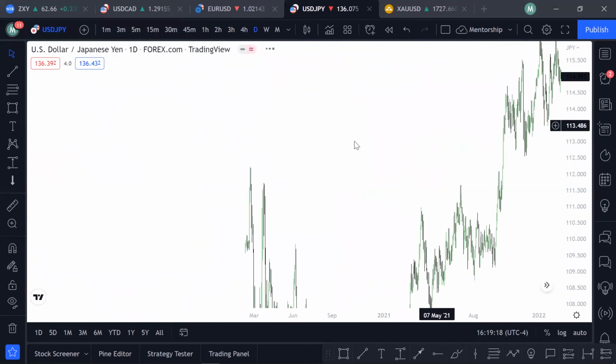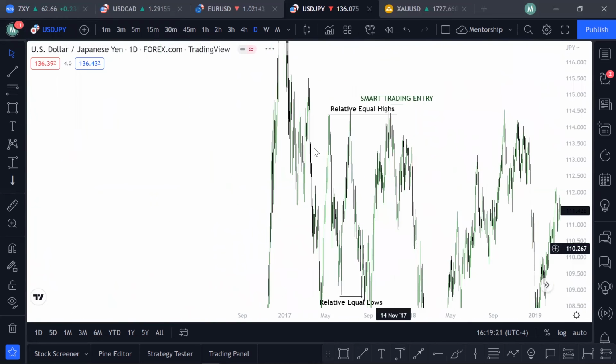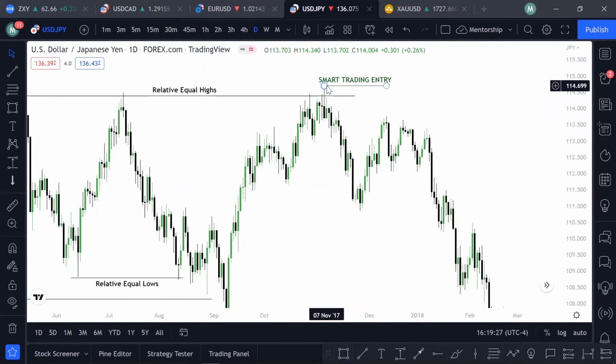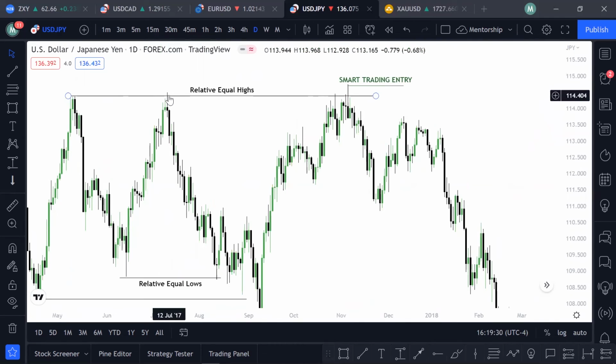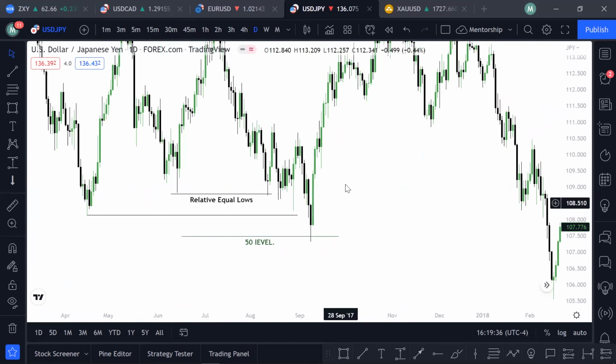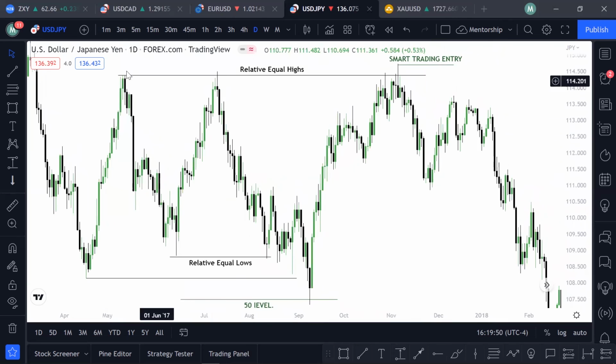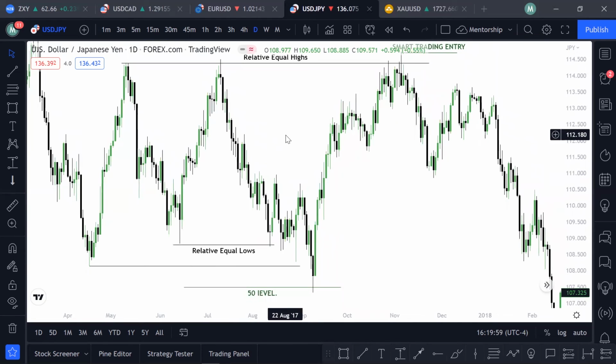I've lost my chart. Okay, here we go. So what does this one indicate? This one indicates that I'm going to sell, the relative equal highs, smart trading entry. Once price takes a low, we are hunting for highs before we sell. Once price takes the long-term swing point, we are going to wait for it to trade above these highs before we go short. You're only getting the so-called sniper entries.